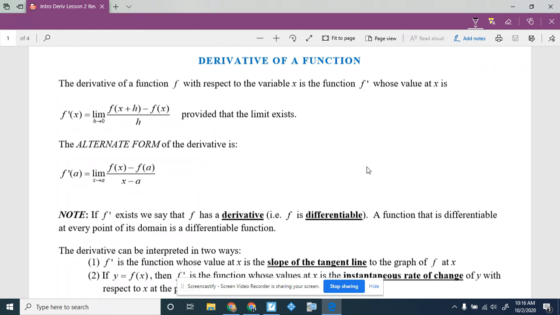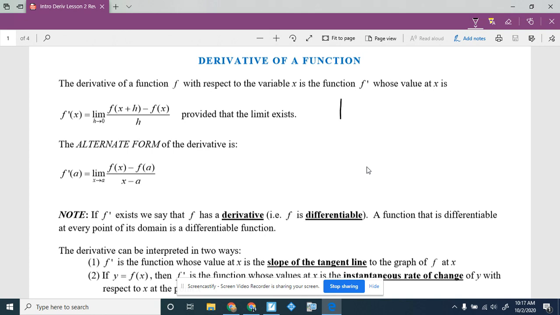You pick up a calc textbook and look up derivative, and it's going to say the following: the derivative of a function f with respect to the variable x is the function f prime, whose value at x is given by this limit here, provided that the limit exists. Now, you should recognize this limit inside here, right? That's the limit of the difference quotient.